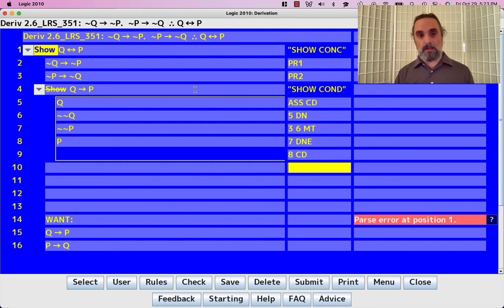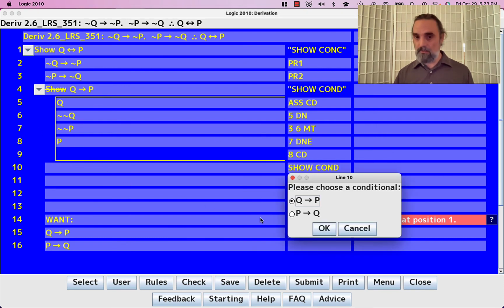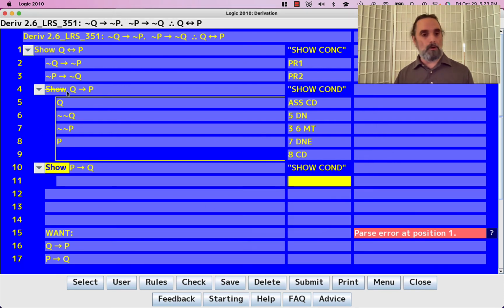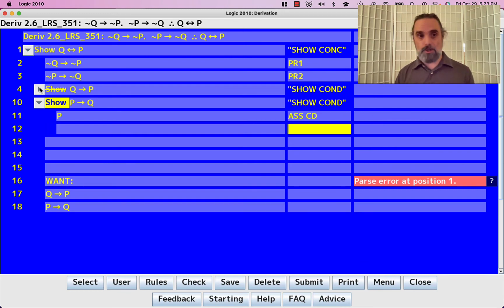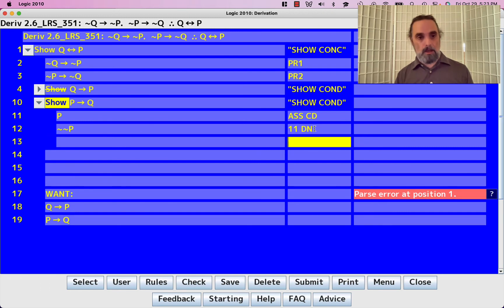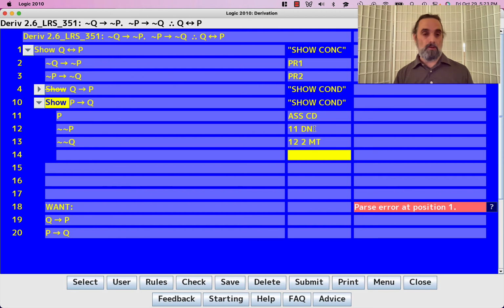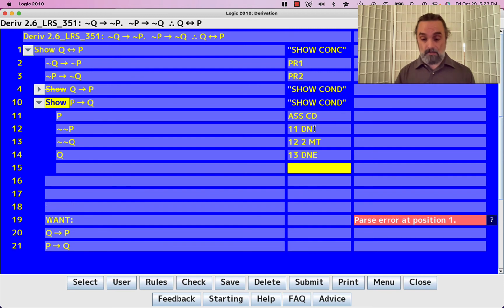Now we need to do our second subderivation because we want both of them. So we'll say show cond again outside of the first subderivation, and this time we'll choose the second one. Let's go ahead and close this because we don't need it. We'll say assume CD again because we're trying to show a conditional. Oh, look, if we get not P, then we have the negation of that, meaning we can do modus tollens. So let's get not P. Let's apply modus tollens to 2 and 12, giving us the negation of the antecedent. Let's remove those double negations, and we have the consequent of what we're trying to show.